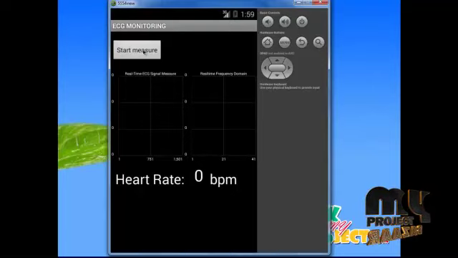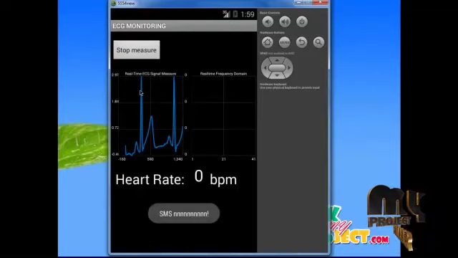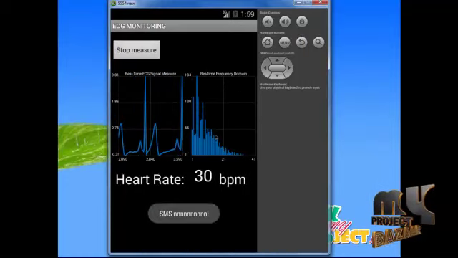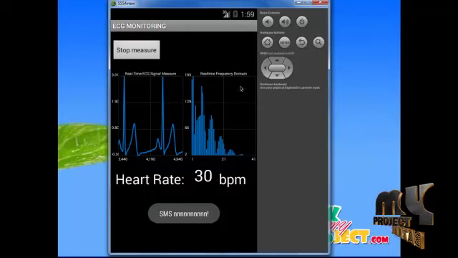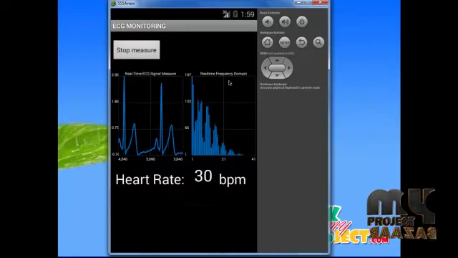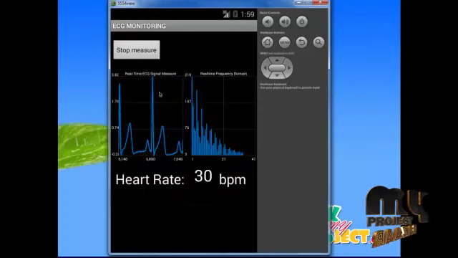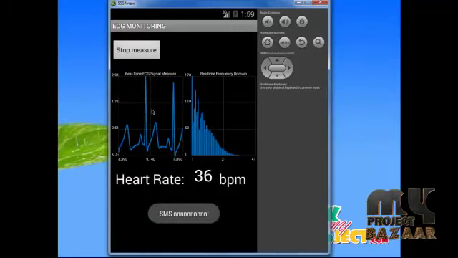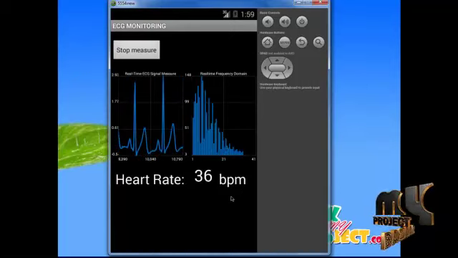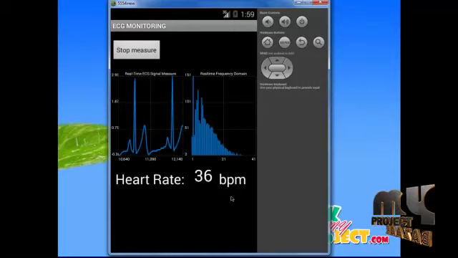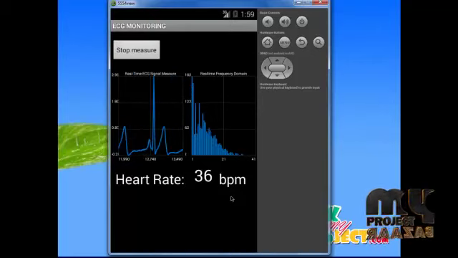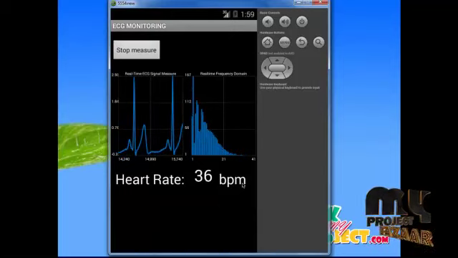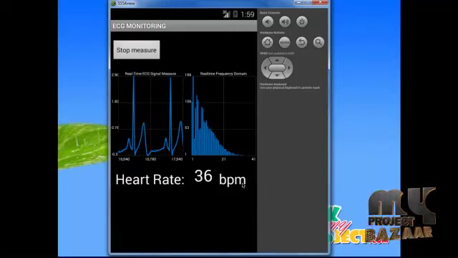So after clicking the start measure button, the data will be analyzed and the Fourier signals will be developed. After generating the real-time frequency domain signals, these are converted into the real-time ECG signal measure. After the ECG signal is measured, the heart rate decimal will be displayed at the bottom of this application. The heart rate value is 36 bpm.